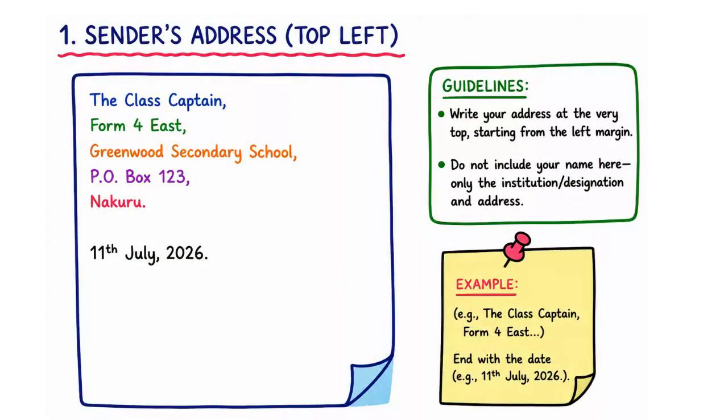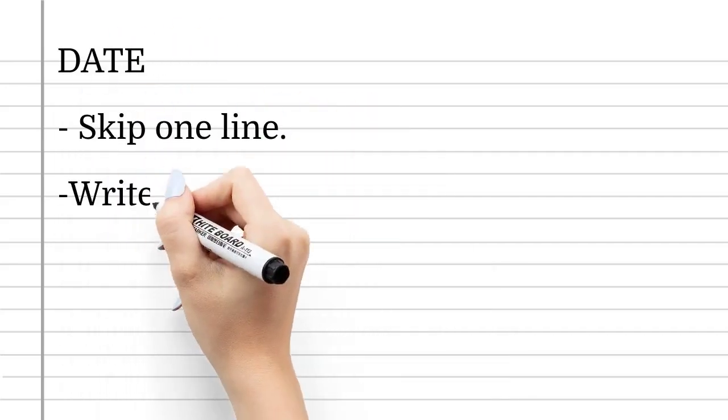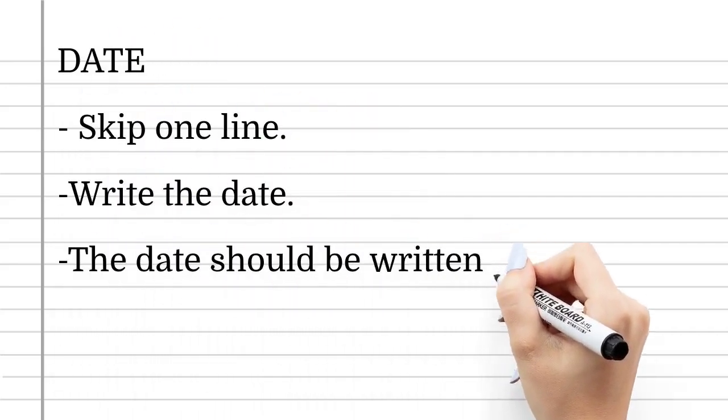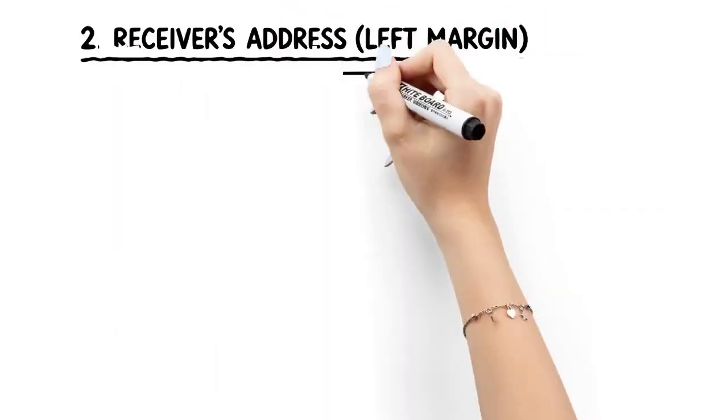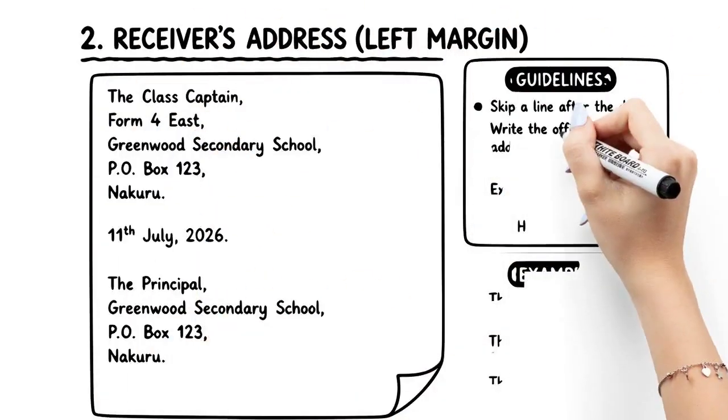The first thing in a letter of apology is the sender's address. You write your address at the top left corner. Do not write your personal name here. Instead, write your designation or institution as shown. Skip a line, then write the date. The date is written in full. For example, 11th July, 2026, full stop.